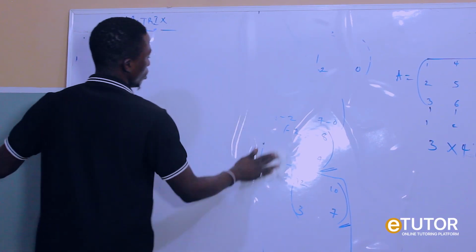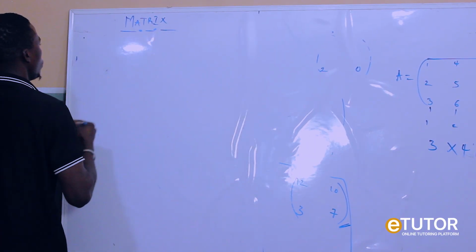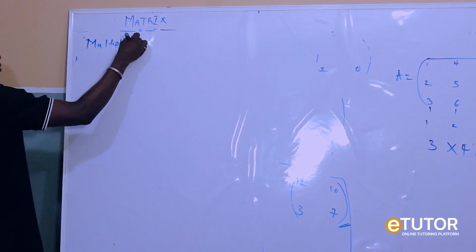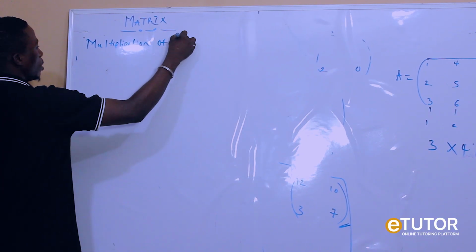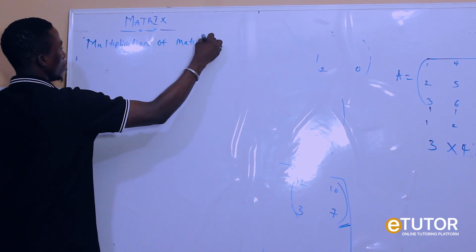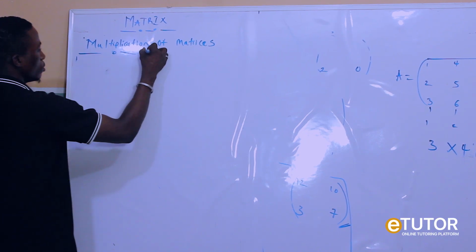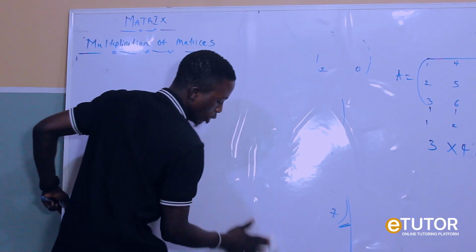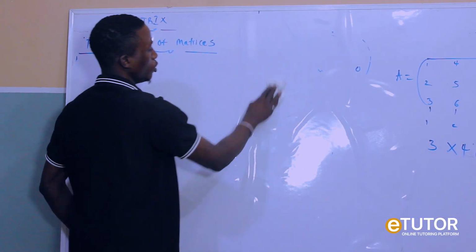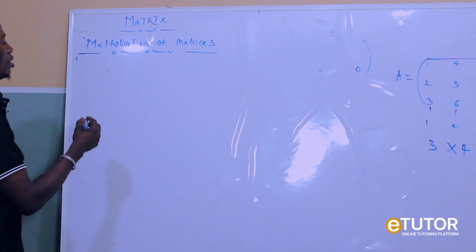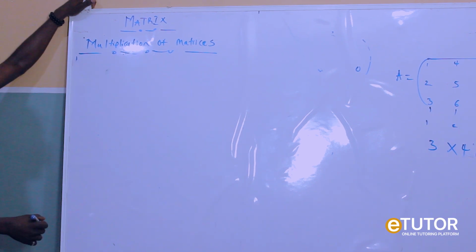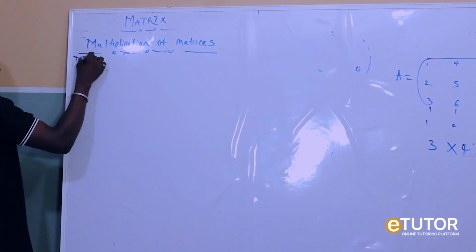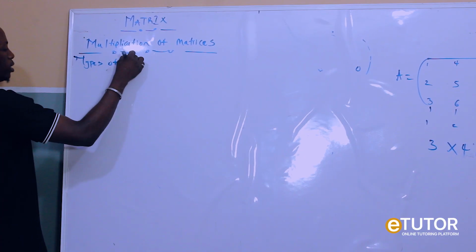So the next thing to do is multiplication of matrices. Now, the thing about matrices is it has a lot of rules. Once you know the rules, you are good to go. Now, the next topic is multiplication of matrices. There are two types of multiplication.